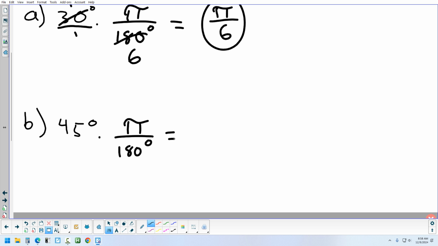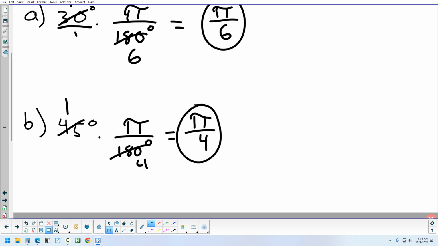All right, what number goes into both 45 and 180? I think it's 45. Yeah, 45 is the biggest. 45 goes into itself once. How many times does 45 go into 180? 4 times. So we get an answer of pi divided by 4. So that's how you convert degrees to radians, leaving it exact.